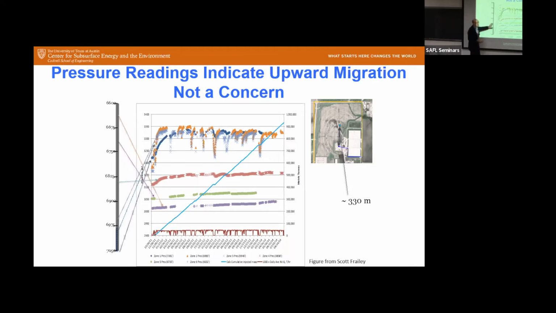And so that was a surprise. When they first started this study, they thought that the CO2 would be buoyant and rise up, and the Eau Claire would act as a cap rock. So that was really promising.